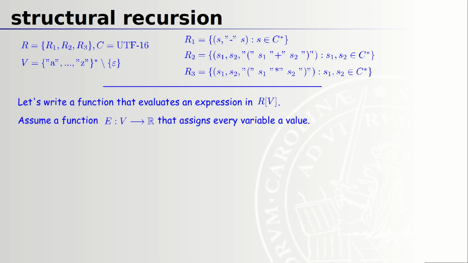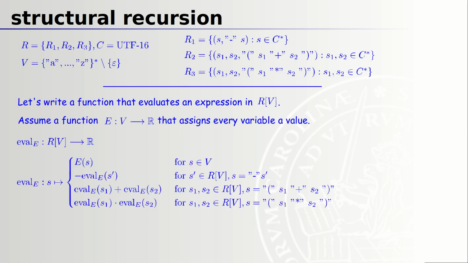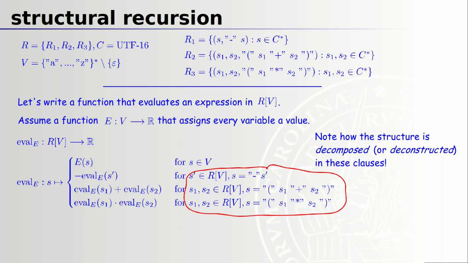This is our function e, which gives every variable, no matter whether it occurs in the string or not, a value in the real numbers. Our function eval e will assume an e and then map every expression in the language closure of V under R to a real number. And that is how we can define such a thing. Note how the case conditions destructure the original argument of eval e, and how the recursive calls operate on smaller sub-expressions.